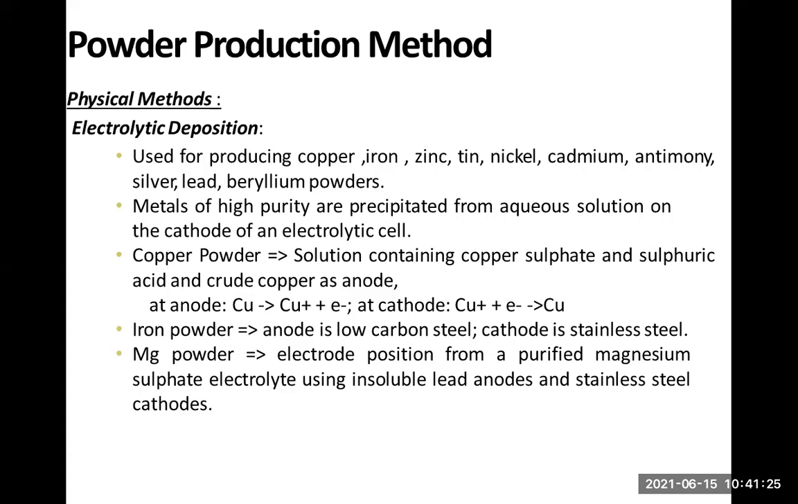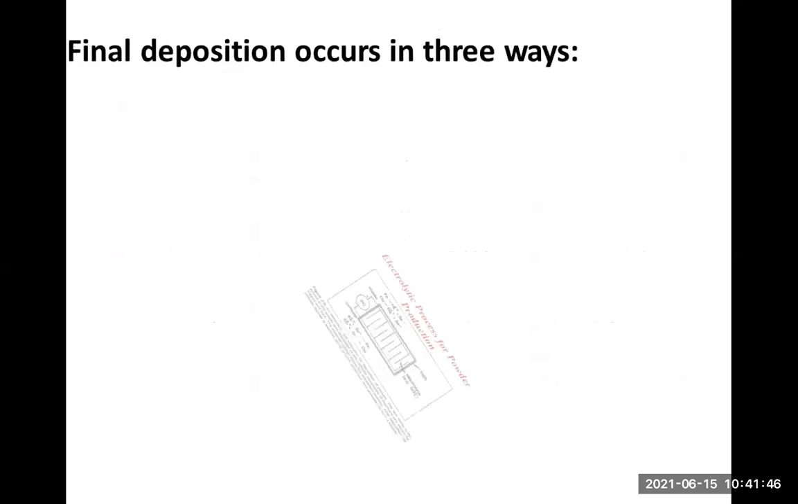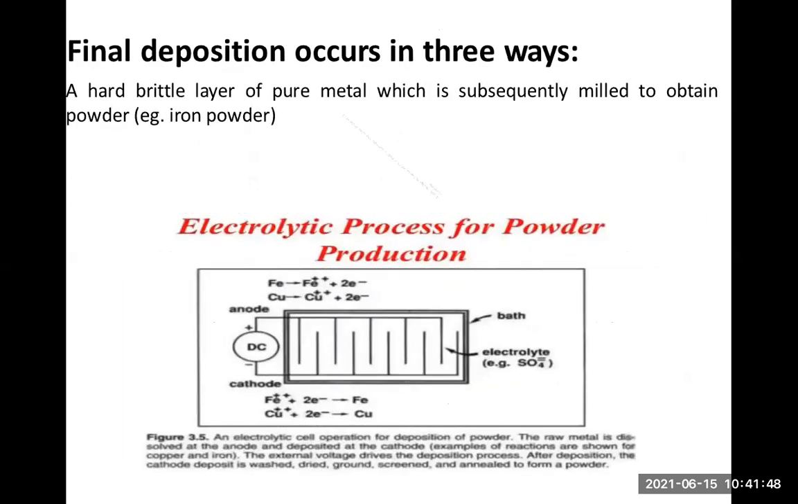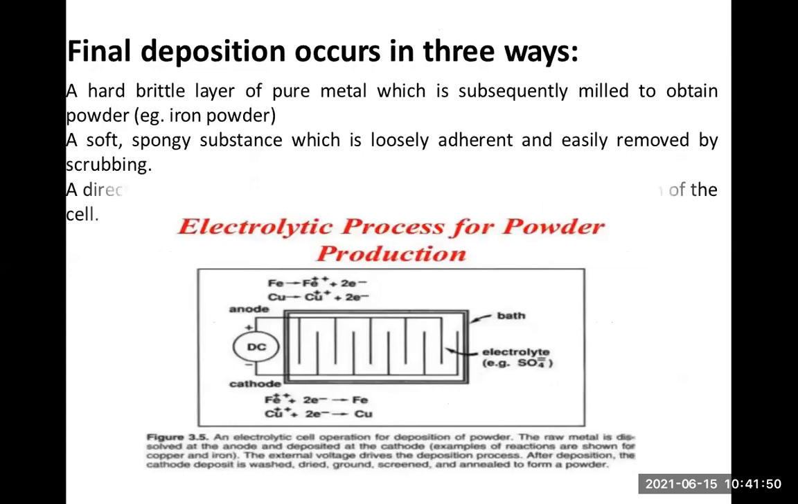In case of iron powder, the anode is of low carbon steel and the cathode is of stainless steel. In case of magnesium, electrodeposition is from purified magnesium sulfate electrolyte, with insoluble lead anodes and stainless steel cathodes. So these are the conditions that have to be considered, especially the working conditions. So this is a standard electrolytic procedure.